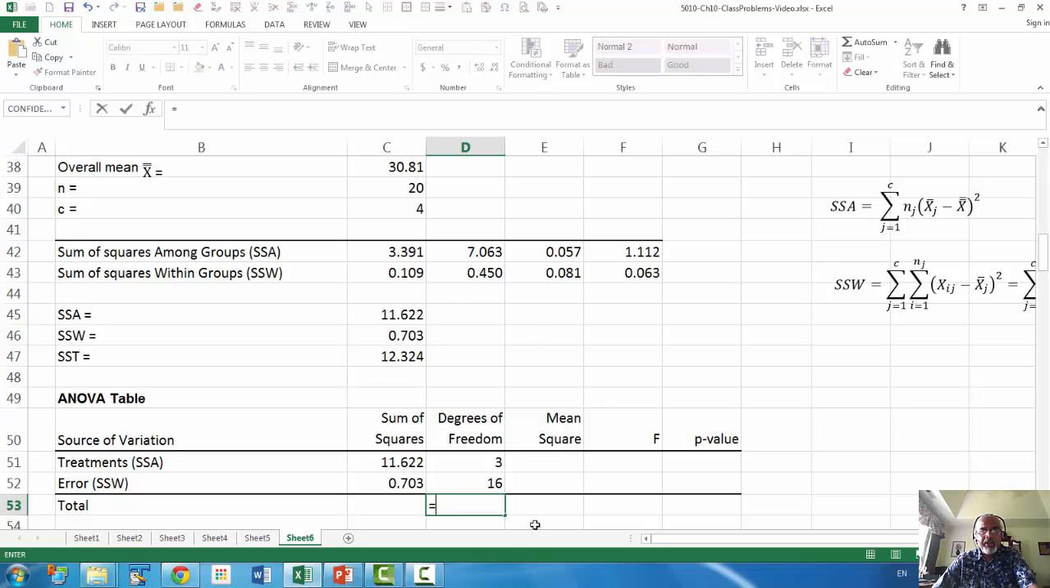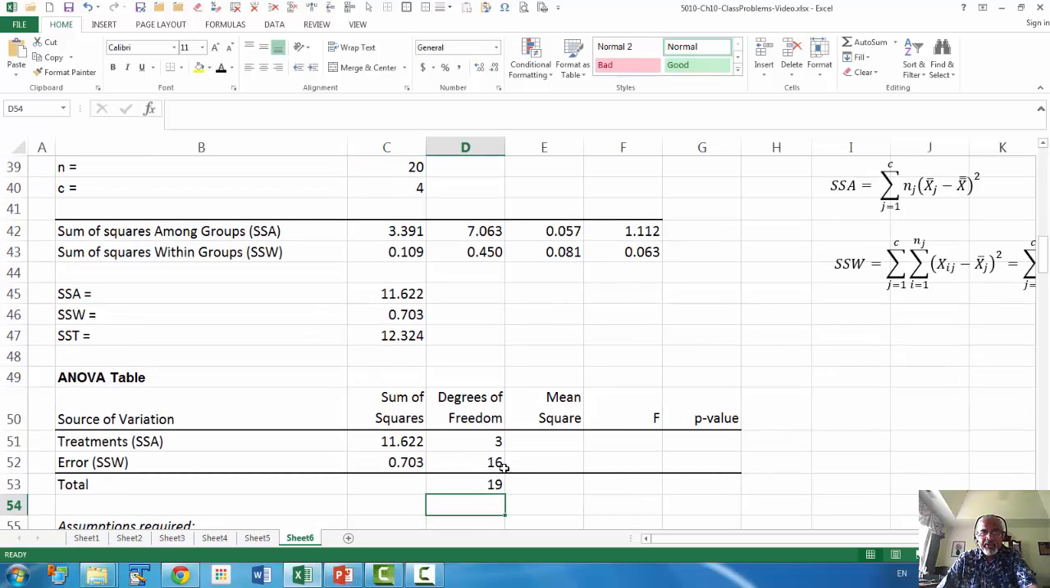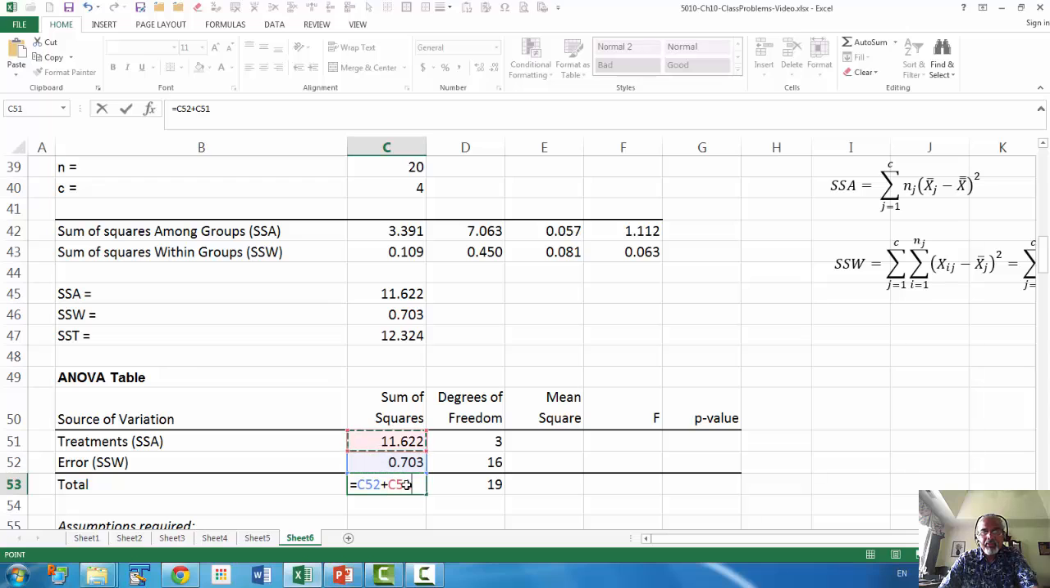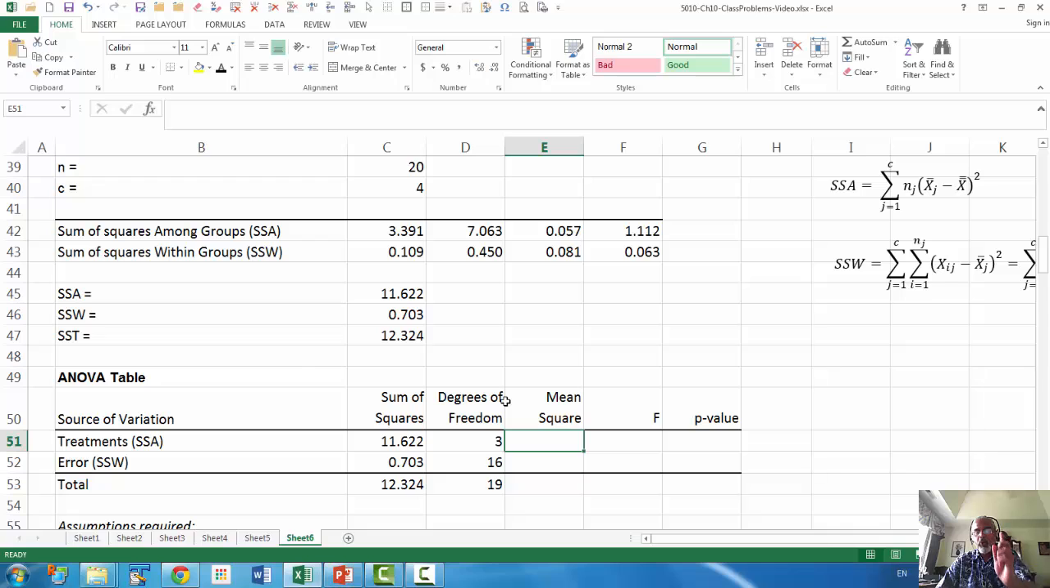For the total, it is N minus 1, which will be the sum of these two. So here the total is the sum of those two. Now mean square is always, okay, here is something that will come again and again in different chapters.